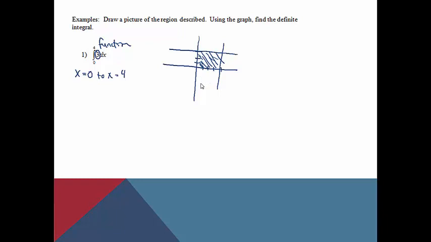And then it just says to use that graph to find the definite integral. We're going to be using geometry on most of these problems. I noticed that this is a rectangle, and the area of that rectangle is going to be length times width. The length of that rectangle is 4, the width or height of that rectangle is 3, and so my answer will be 12. So the integral from 0 to 4 of 3 dx is equal to 12.